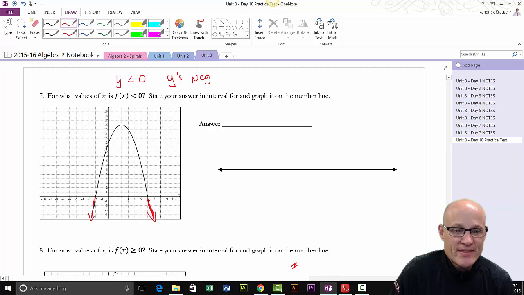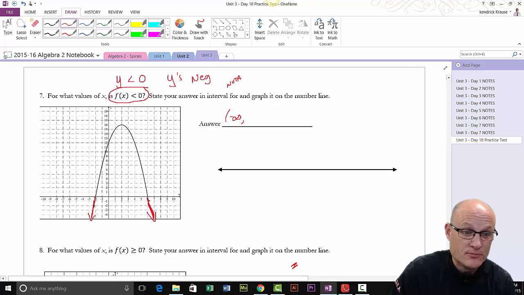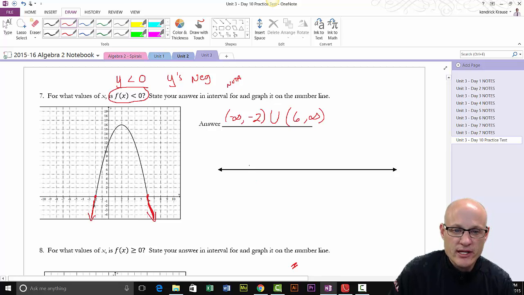So, in this particular case where it says, hey kids, where is f of x negative? State the interval. State in interval notation, I should have put notation. I screwed up there. Interval notation. And graph it on the number line. So in interval notation, where this thing is negative is from negative infinity all the way up to negative 2. Now it doesn't include equal to, so this union, and starting at 6 and going off to positive infinity. Now, if I want to look at that graphically, it would be negative 2 here and 6 here. Open circle and open circle.